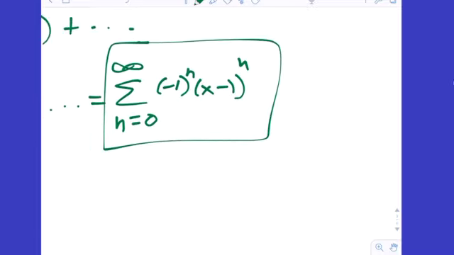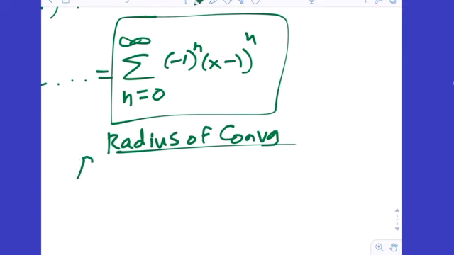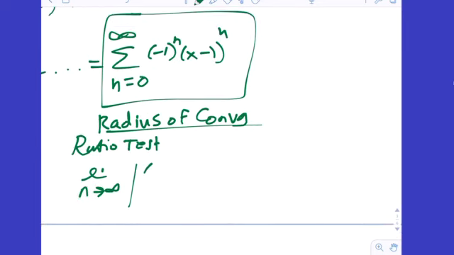How would we find the radius of convergence? What test do we typically use? The ratio test. Yeah, so let's find the radius of convergence by the ratio test. We're going to take the limit as n goes to infinity of the absolute value. Do we need the alternator for the ratio test? No, it's a test for absolute convergence.